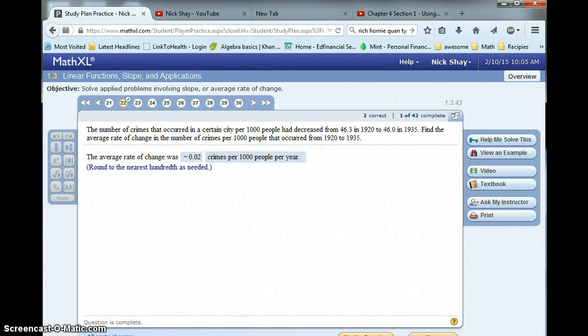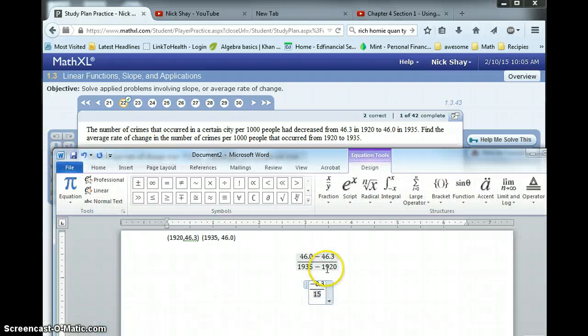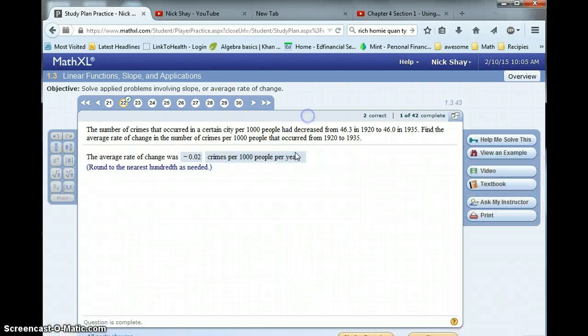So now we need a unit here. Take a look at this fraction back when we were working this out. On top we had the number of crimes, right? The number of crimes per 1,000 people, and on the bottom we had years. So the unit should be crimes per 1,000 people, since that was on top, and then per years, since years are on the bottom.